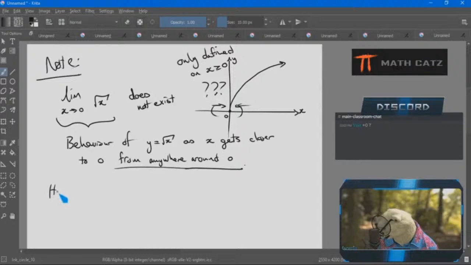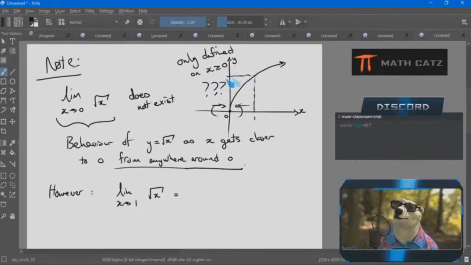However, if I ask for the behavior as x goes to 1 of the square root function, totally fine. Let's put 1 up there to exaggerate. I can travel towards that point or that x value from either direction, no problem at all. 1, it exists. Nothing is strange. It's only because the square root function has this endpoint that the original limit question didn't really think about that.